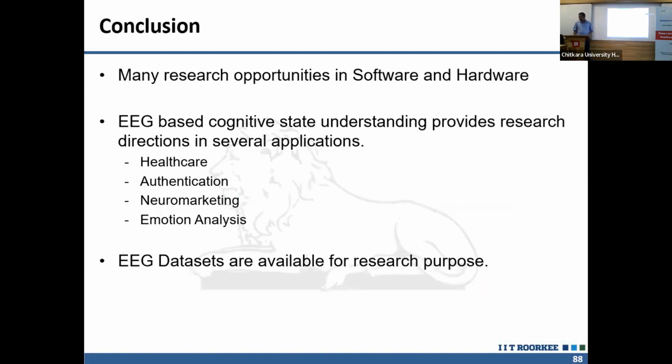So, conclusion: many research opportunities in software and hardware. I have just picked up some of this, and lots of work is there. Many applications are being developed these days. Healthcare, authentication, neuromarketing, emotions are only a few. And beyond that, in AIIMS, private sectors, healthcare sectors, people are working on disease diagnosis.